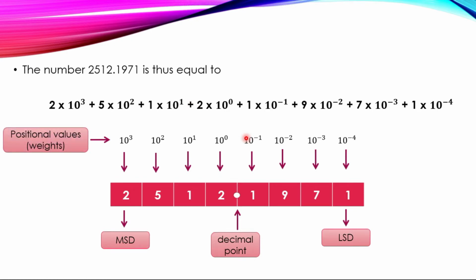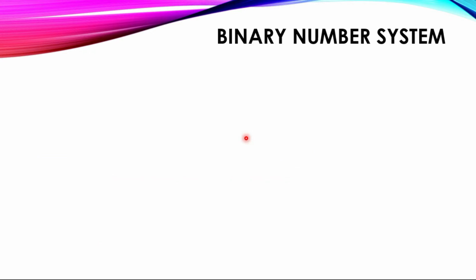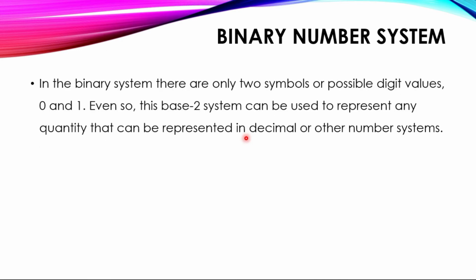Okay, so this was about your decimal number system. Now next we will see the binary number system. In the binary system, there are only two symbols or possible digits, that is 0 and 1. Whenever we talk about binary, it has only two values, 0 or 1. So this is also called base 2 system. It is used to represent quantities that can be represented in decimal or any other number system. Now it has only 2 digits, so it is termed as base 2 system. Decimal had 10 digits, so it was termed as base 10 system.